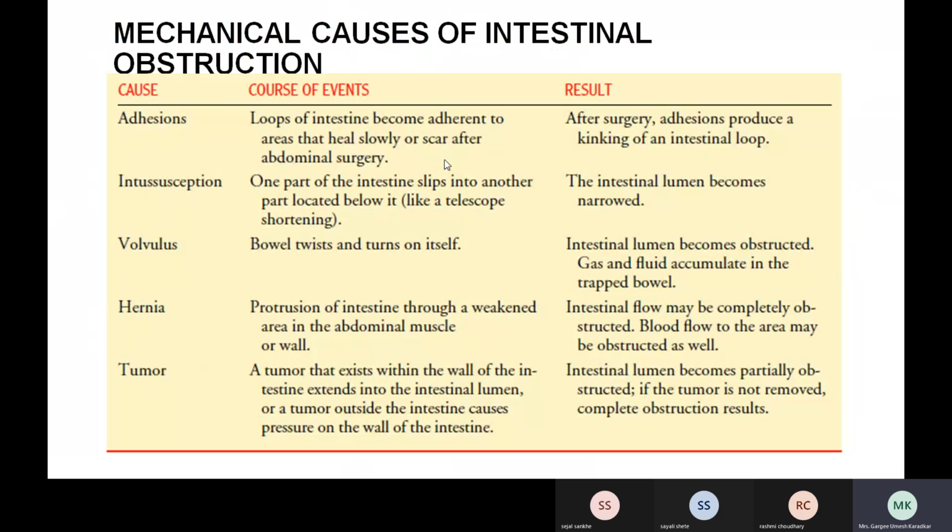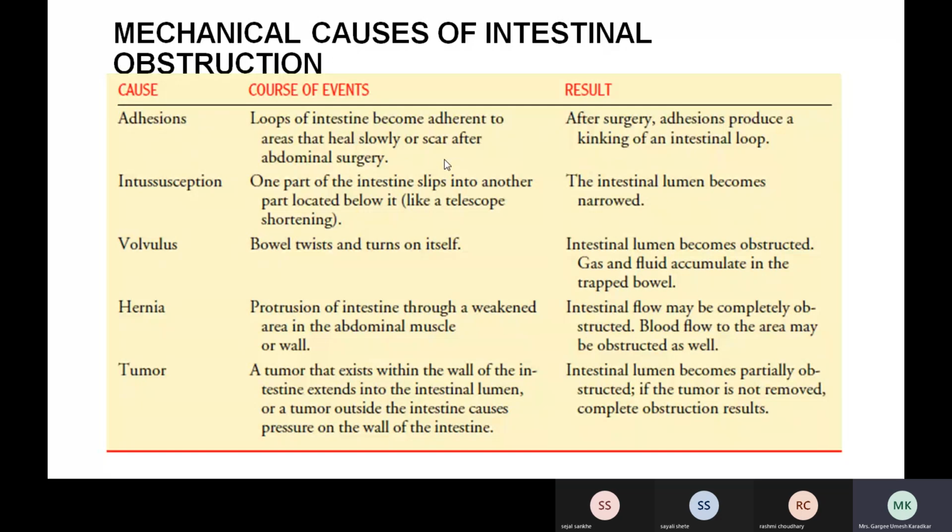Then hernia is what? Protrusion of intestine through a weakened area in the abdominal muscle or wall. So it will result in, again, it may get completely obstructed, and also blood flow to the area will be obstructed because of that.